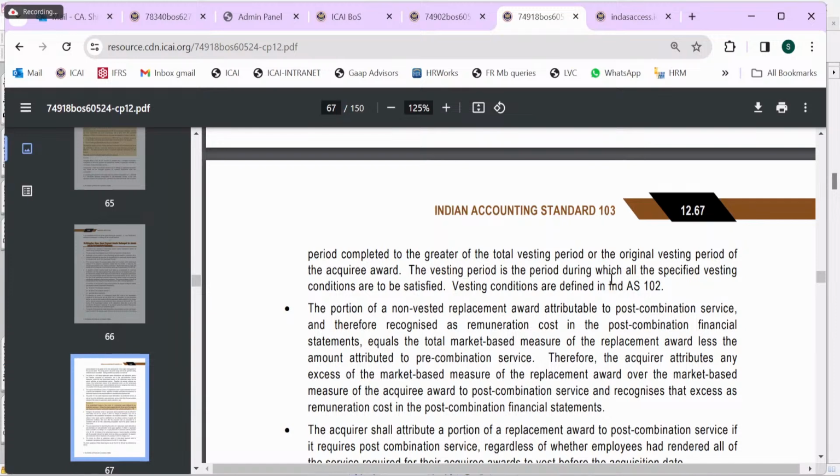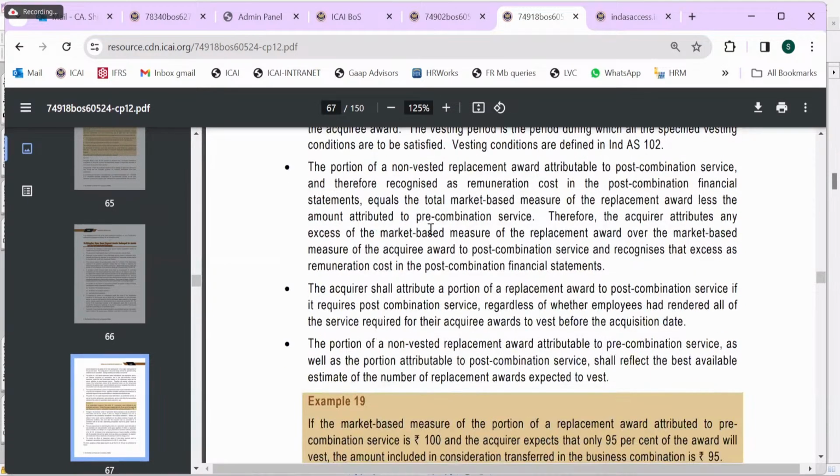So the vesting period is the period during which all the specified vesting conditions are satisfied. So this you are aware of. Now I believe you are aware of this provision. Now the portion of the non-vested replacement award attributable to the post-combination period, we have to find both the things. So first, the pre-combination service period is to be considered as a part of the purchase consideration, and post-combination we also have to compute, because that will be part of your statement of profit and loss.